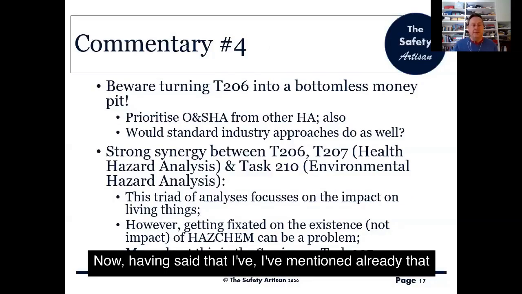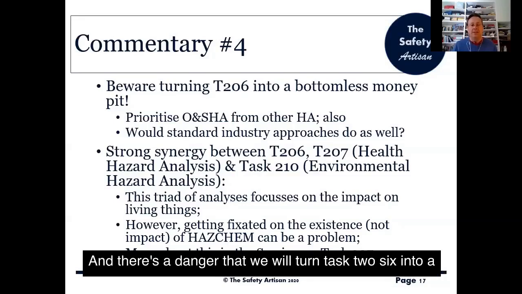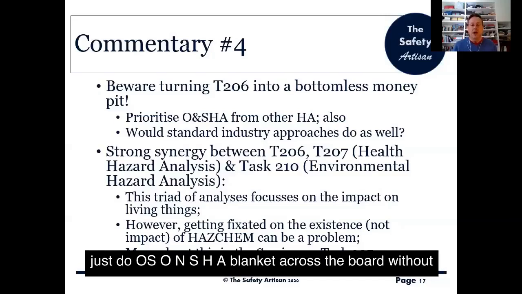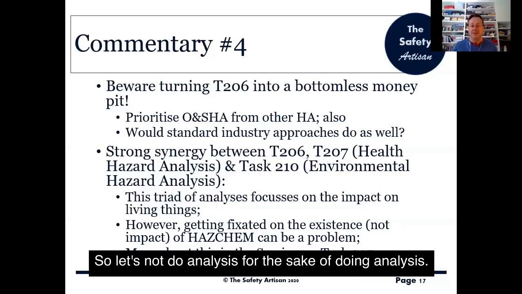Now, having said that, I've mentioned already that task 206 can be very broad in scope and very wide-ranging, and there's a danger that we will turn task 206 into a bottomless pit into which we pour money and effort and time without end. So for most systems, we cannot afford to just do O&SHA as a blanket across the board without any discernment or any prioritization. It's going to be easier to make a SFAIRP or an ALARP argument that way anyway. So let's not do analysis for the sake of doing analysis.